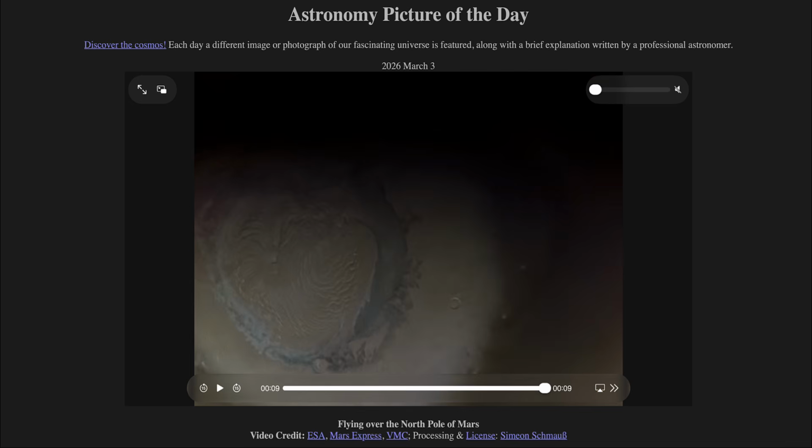Today's picture is titled Flying Over the North Pole of Mars. So what do we see here? Well, here we see what will run as a video clip, and this will run about 9 seconds, so it's going to put it on repeat once I start so you can see it over and over again.